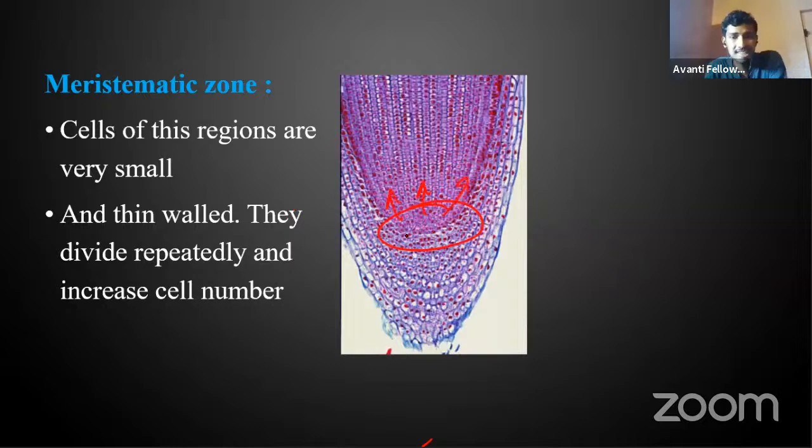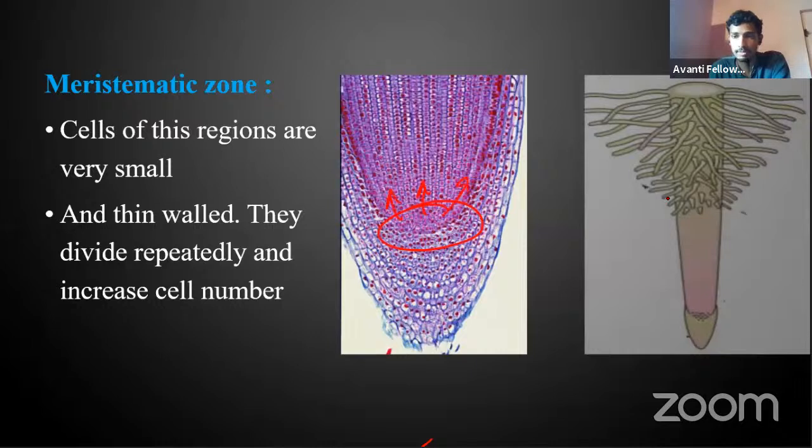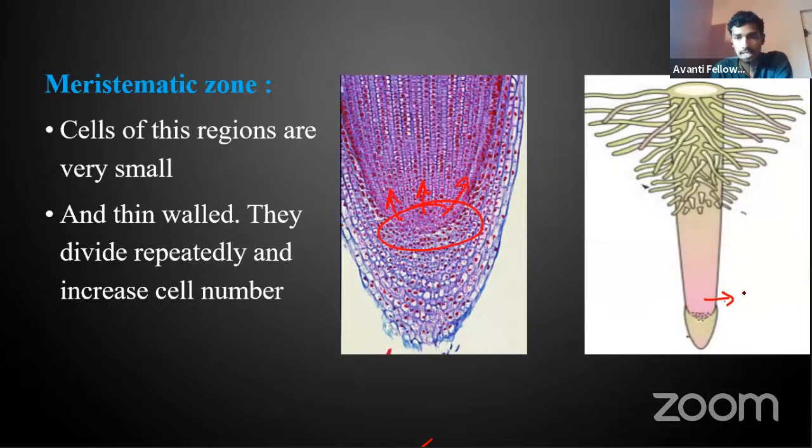And these cells are thin walled cells. So I'm just putting it one more time here: meristem zone. Zone means an area, right? And these cells are normally thin walled. Why are they thin walled? Because they keep on dividing quickly, without wasting any time.